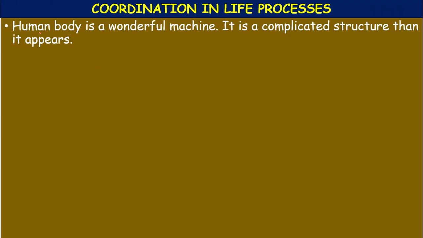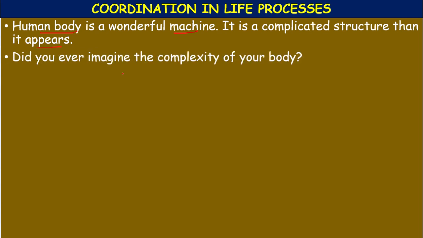So the human body is a wonderful machine. It is a more complicated structure than it appears. Okay, in your lower classes itself you have studied that the human body is a machine. A machine consists of different parts. All these parts coordinate with each other to function properly. In the same manner, the human body is also made of different organs and organ systems which work together. Did you ever imagine the complexity of our body?